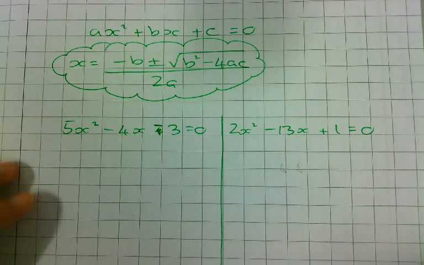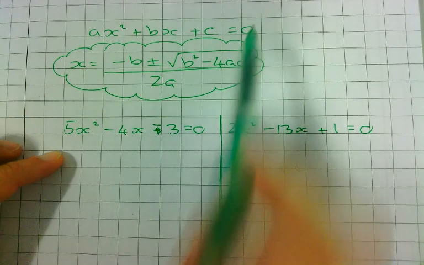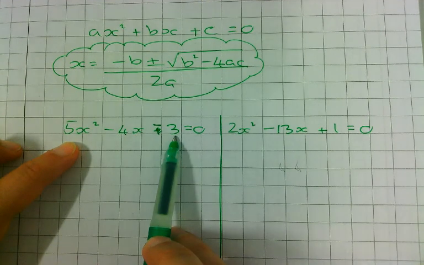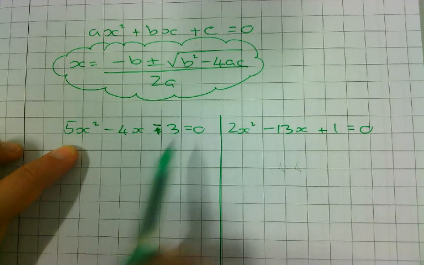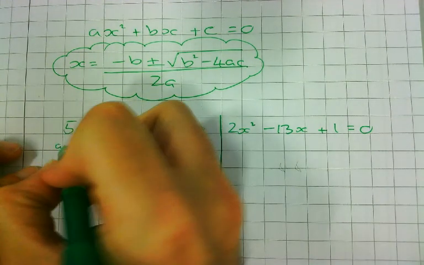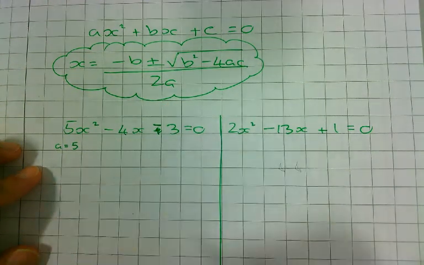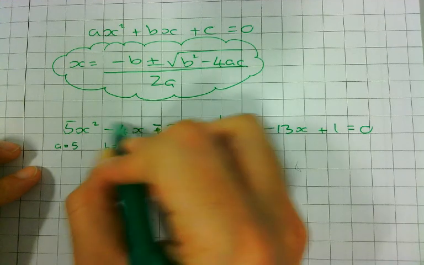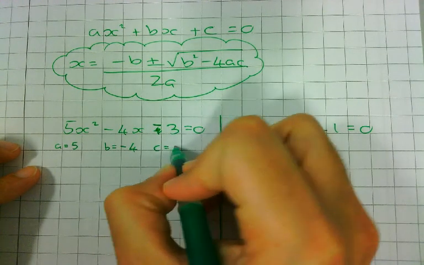So, check first that it equals 0. Does this equal 0? Yep. Have I got my x squared, then my x, then my number term? Yep. So that means that A is 5, because it's the number in front of the x squared. B is minus 4, and be very, very careful to make sure you take into account negatives. And C is minus 3.